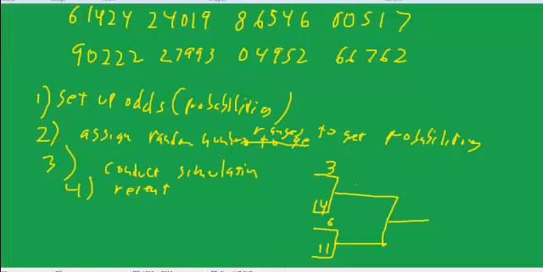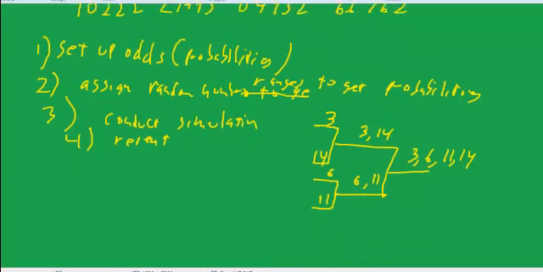Okay, so the 3 and the 14, and so there are 4 possibilities for the next round. We could have either 3 or 14 win there. We could either have a 6 or 11. And then the 4 possibilities at the end, we could either have a 3, a 6, an 11, or a 14 seed be the winning team.